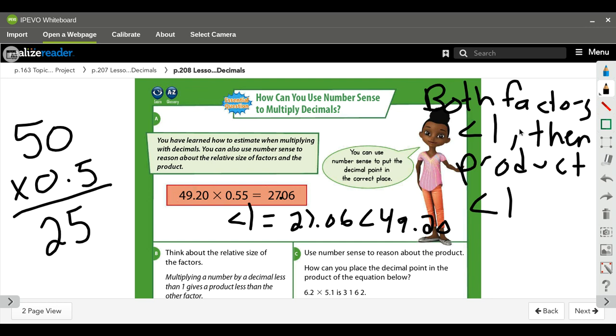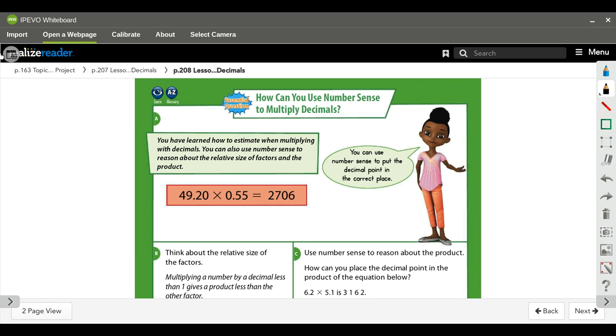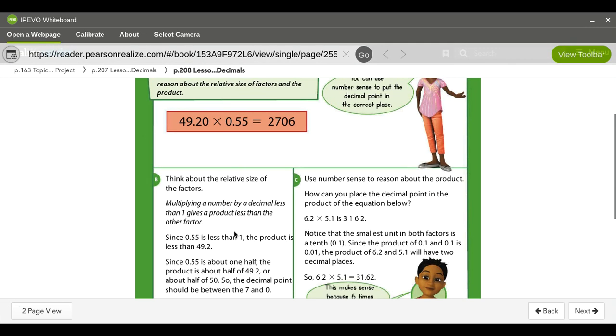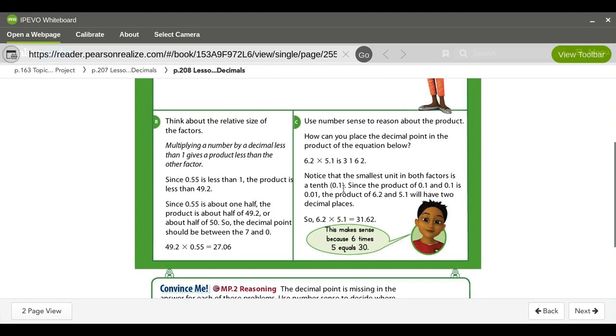So when both factors are less than 1, the product is going to be less than 1. When I have one factor that's less than 1, the product is going to be less than the other factor. Okay. All right. So we have our next one. So using number sense to talk about this.